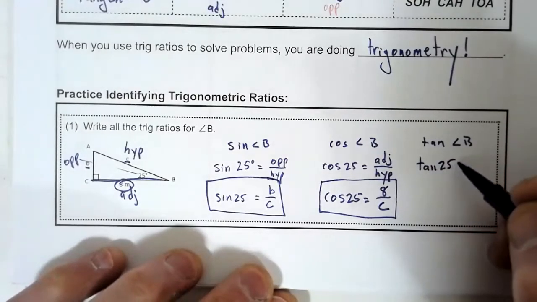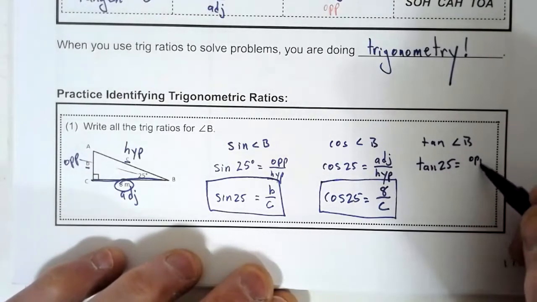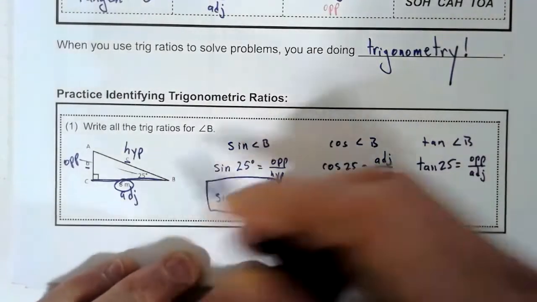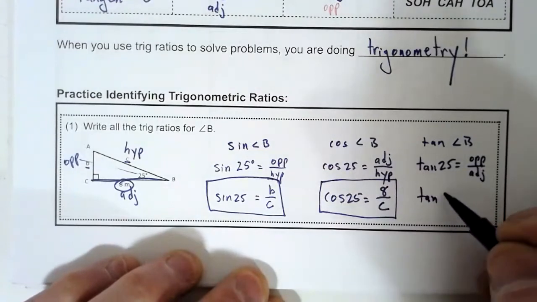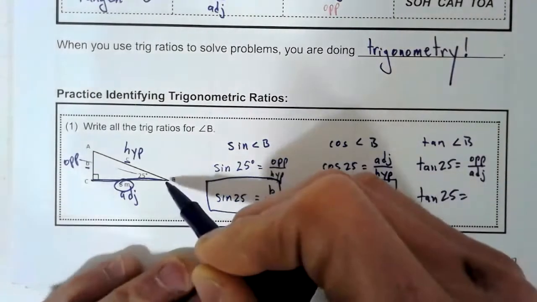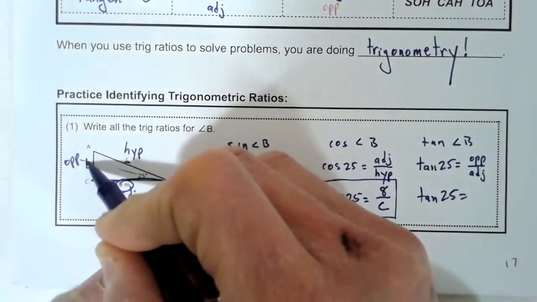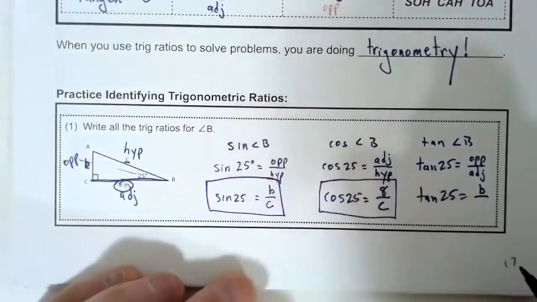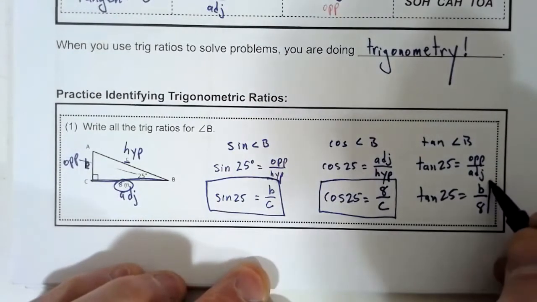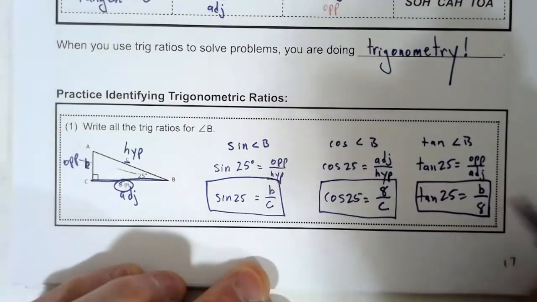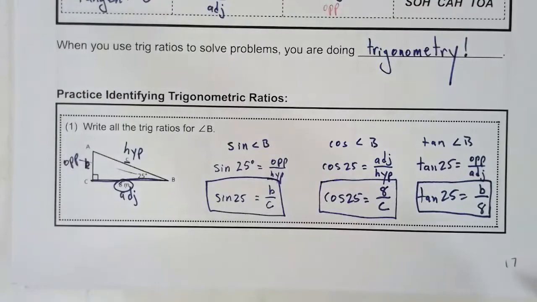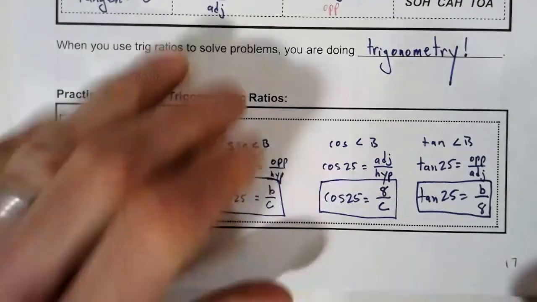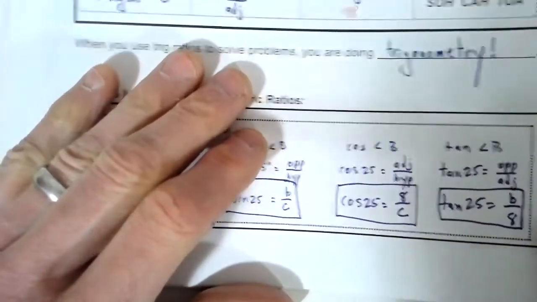Our last one is tangent. Tan of 25 is equal to the opposite over the adjacent. And let's figure out what that is. So tan 25 is equal to the opposite, which is side B, over the adjacent, which is 8. And that's all we know. We're just asked to write all the trig ratios, okay? That's all we're asked to do. All right, let's turn the page.